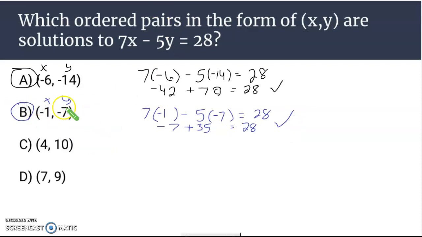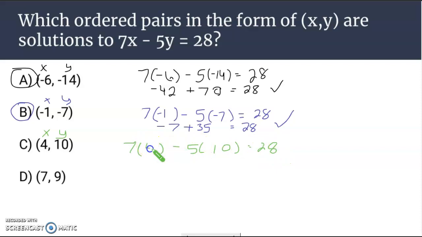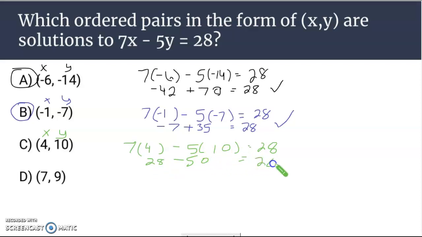Alright, let's try C. Here's our x, here's our y. 7 times 4 minus 5 times 10 equal to 28. 7 times 4 is 28. 5 times 10 is 50. 28 minus 50 does not equal 28. So C doesn't work.